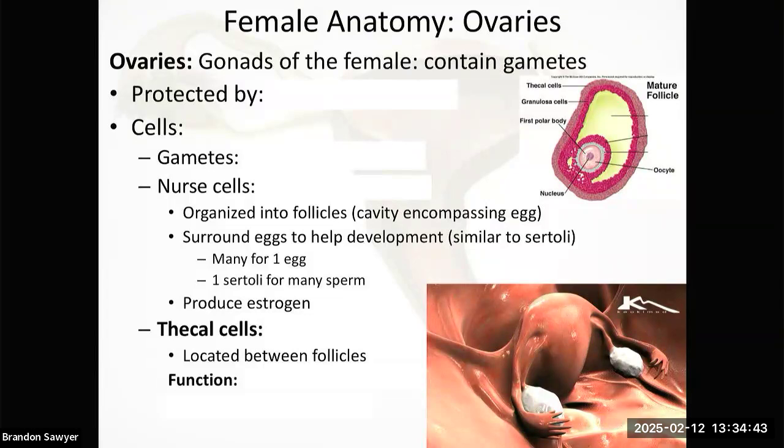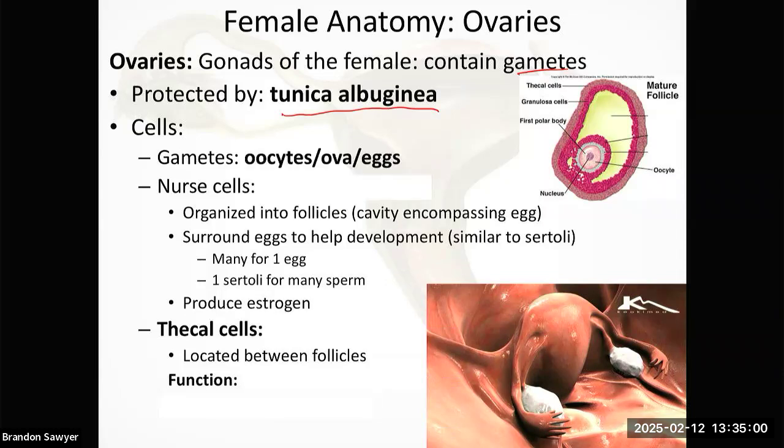Okay, so ovaries. These are the gonads in the female anatomy, and they contain the eggs, the gametes. They're protected by the tunica albuginea. We saw that same name and same structure in the testes in the males. The cells that we find inside of the ovaries are the egg cells themselves, the gametes, which go by the name of oocyte, ova, eggs, all of those things. And then there are what are called the nurse cells, which are also known as the granulosa cells.